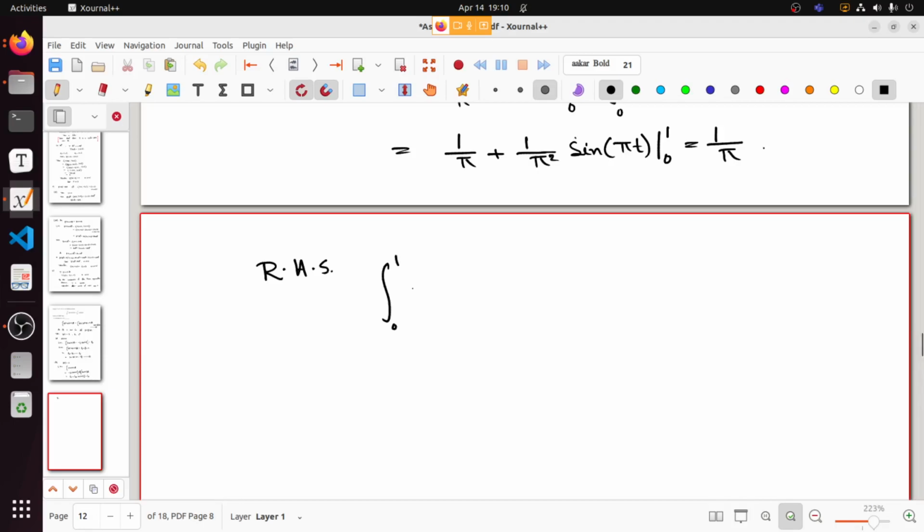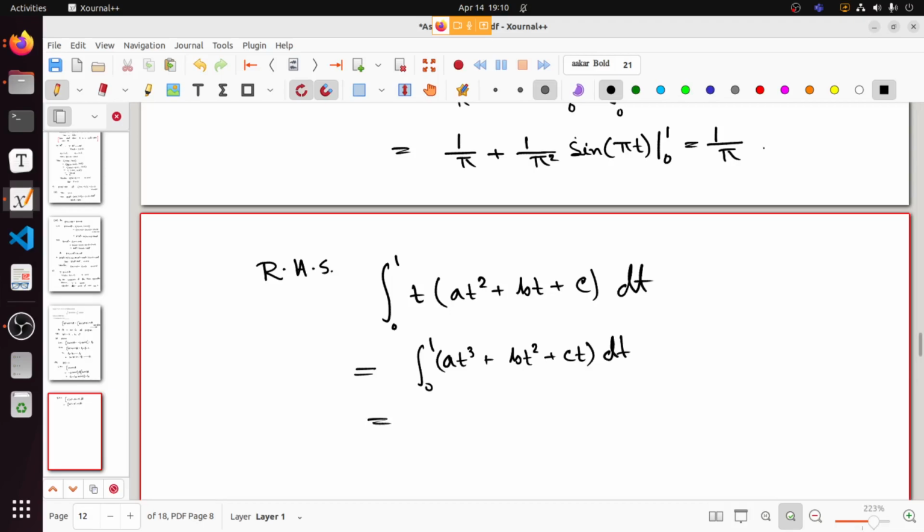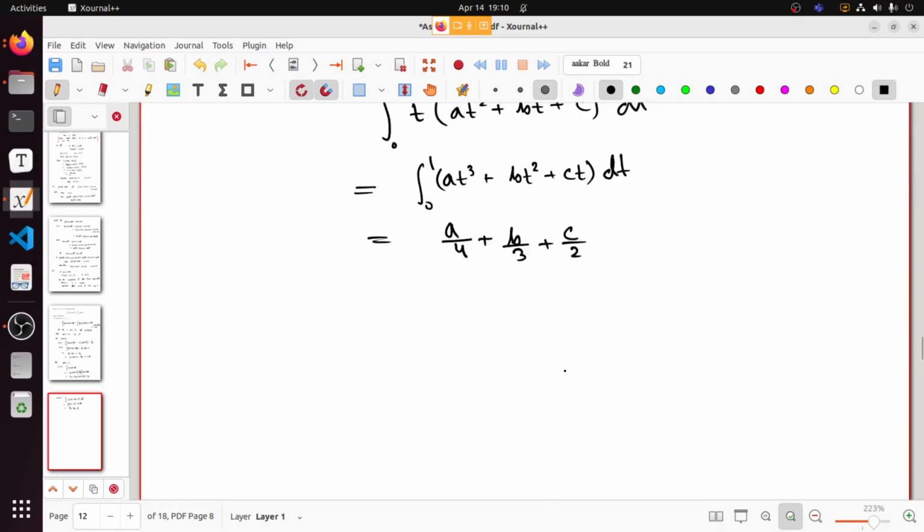0 to 1 is (at² + bt + c) dt. So then what it will be? It is basically at³ + bt² + ct, right? dt. So this is a/4 + b/3 + c/2. And now equating, what you will get?